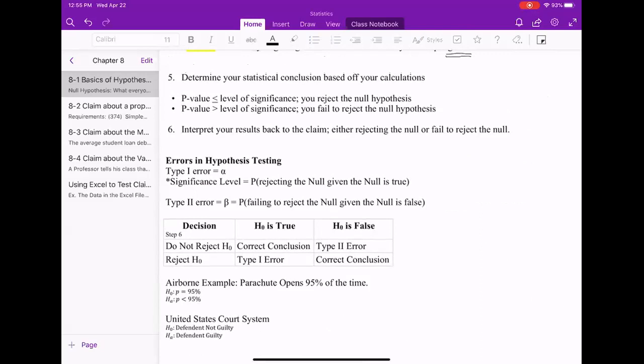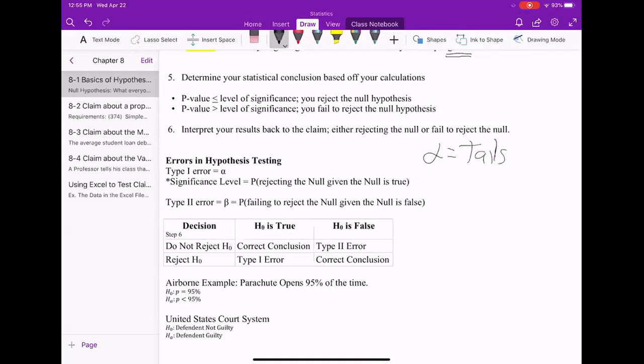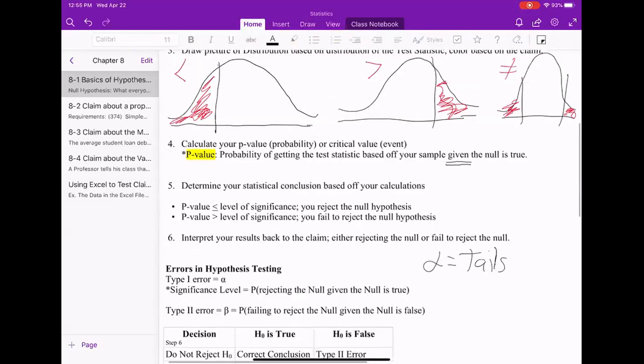Oh, we forget. Chapter 7. How do we find alpha? It's the tails, so it's perfect. Alpha is the tails, like in confidence intervals, right? Good job, Ben. So alpha here is the same thing, right? Alpha is what percentage is in the tails. And we know how many tails we have based on our drawing.